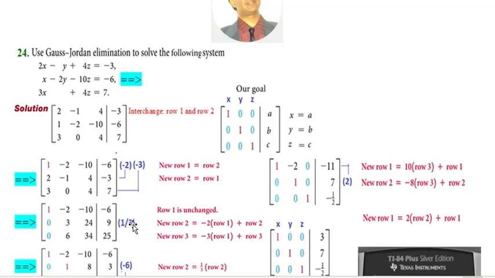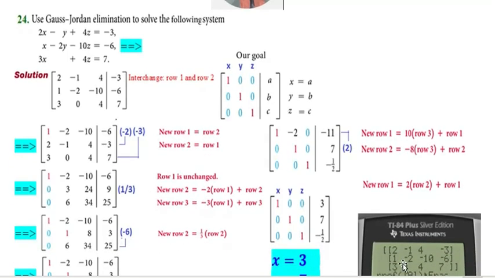To turn this to 1, simply multiply row number 2 by 1/3 or divide it by 3. So then keep row number 1 as it is, 1, minus 2, minus 10, minus 6. Row number 3 as it is, 0, 6, 34, 25. Then row number 2, 0 divided by 3 is 0. 3 divided by 3 is 1. 24 divided by 3 is 8. 9 divided by 3 is 3. Then you have now 1, 0, 0, 1.